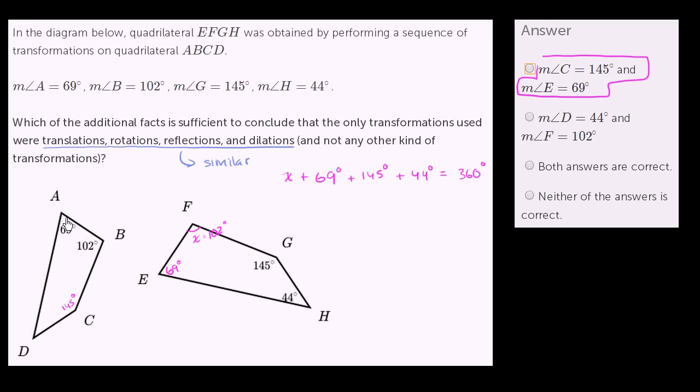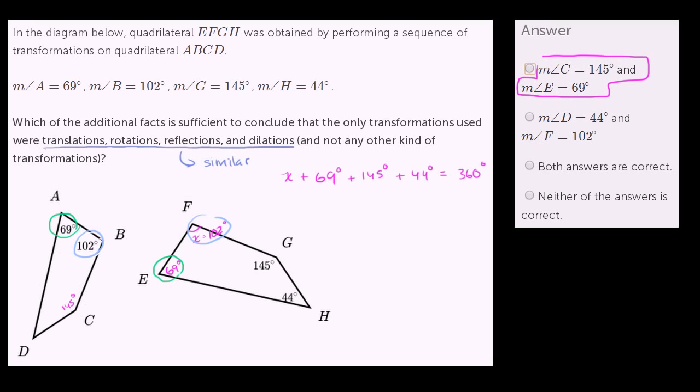Now notice, these two already have 3 angles in common. They have a 69 degree angle. Let me color code it. So this angle right over here has a measure of 69 degrees. So does this one. Then you move one over. This angle right over here is 102 degrees. Whoops, I wanted to do that in blue. 102 degrees. So is this one.